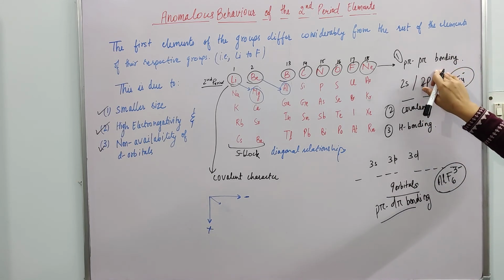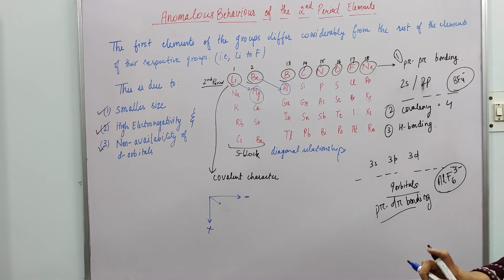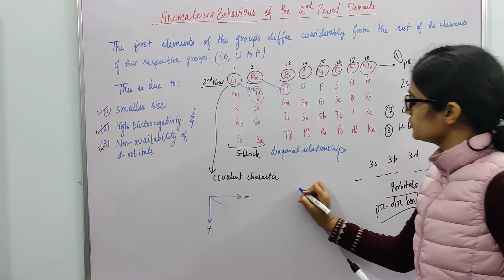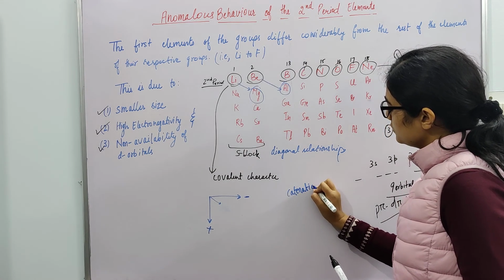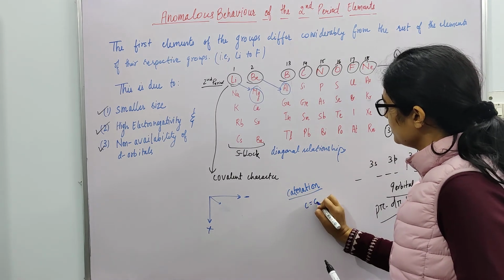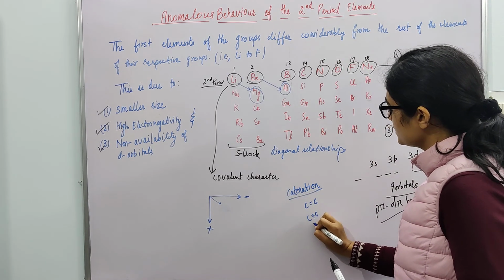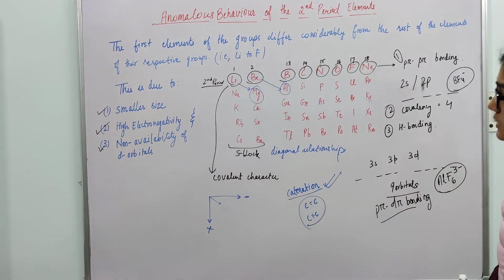Now, this p-pi p-pi bonding has given an amazing property to the carbon atom. Carbon atom shows the property of catenation. That is due to the formation of carbon-carbon double bond, carbon-carbon triple bond. This is due to the property of catenation. Alright. So this is all for the anomalous behavior of second period elements.